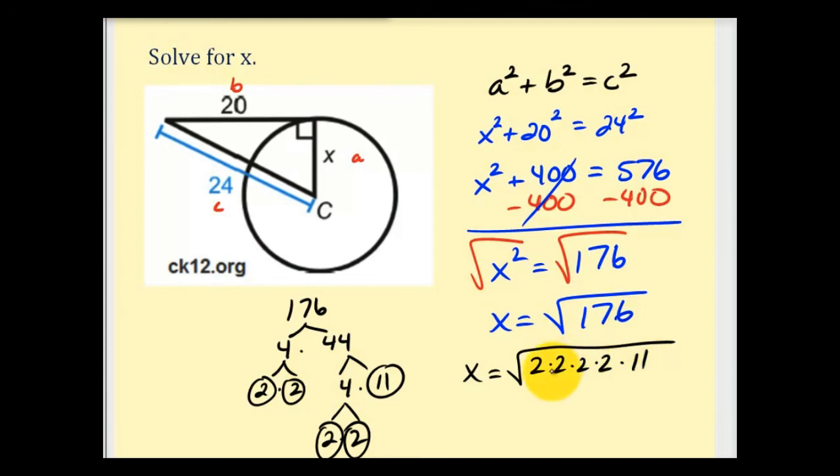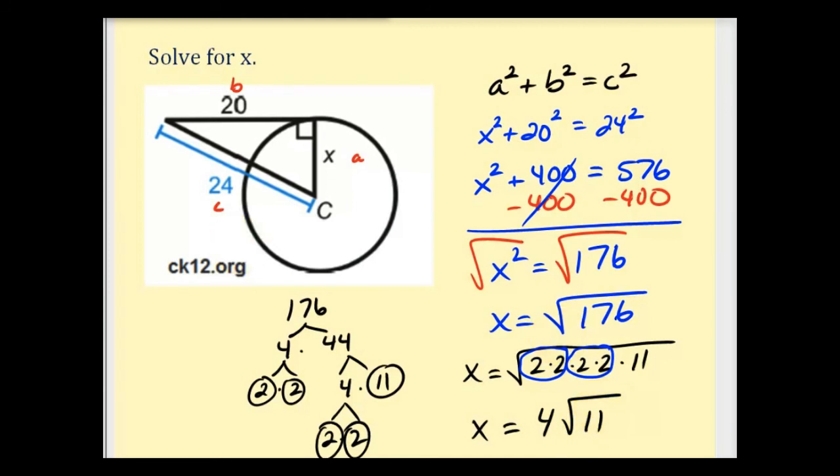Every time we have 2 equal factors, we have a perfect square factor. So 2 times 2 is 4, that's a perfect square. 2 times 2 is 4, that's a perfect square. So this pair gives us a 2, this pair gives us a 2. So we have a 4 outside the square root, so 4 times the square root of 11.